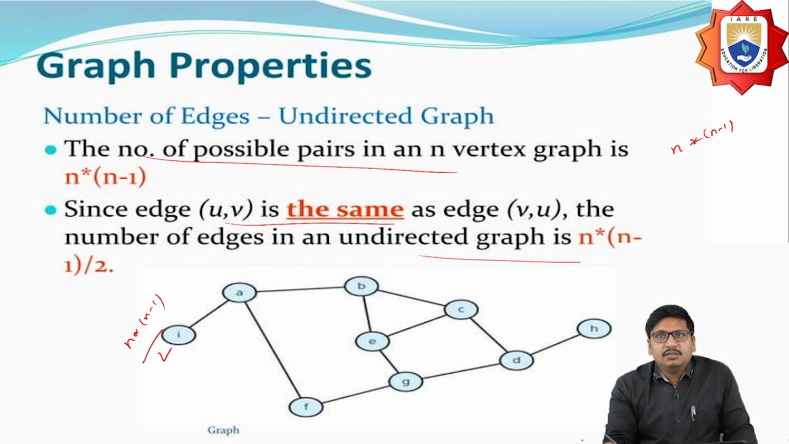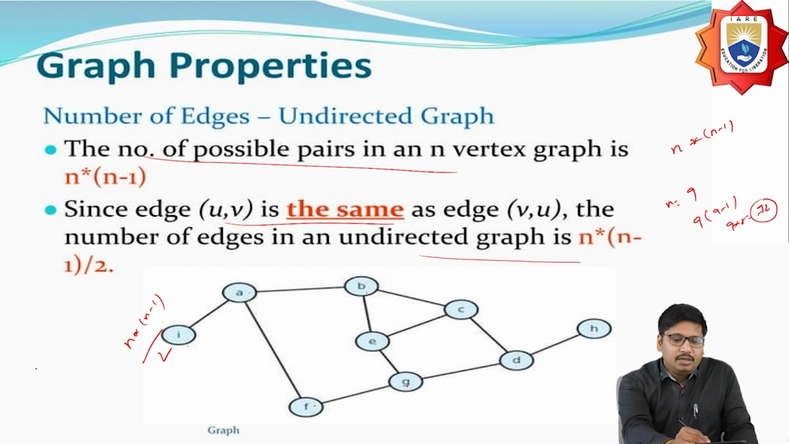So the number of edges in an undirected graph, I want to find out. The number of possible pairs of vertices is given by n into n minus 1. That means 1, 2, 3, 4, 5, 6, 7, 8, 9. N, the number of vertices, is equal to 9. So 9 into 9 minus 1 is 72. And the number of edges in an undirected graph is given by n into n minus 1 by 2. So 9 into 9 minus 1 by 2, so 9 into 8 by 2, which is 36 edges.